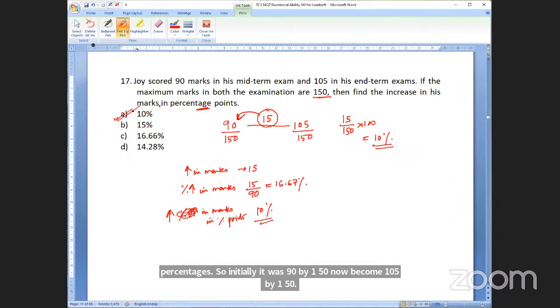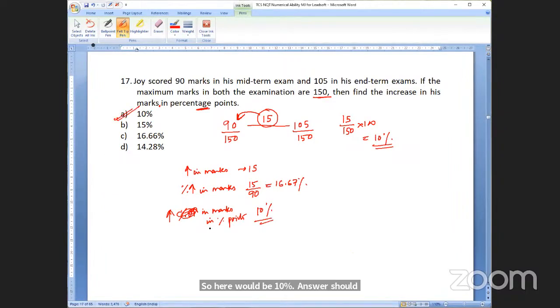Answer should be 10%. It depends upon how they are asking. If it is simply increase in marks, 15, and it is not percentage, it is 15. Percentage increase in marks only, then it will be 15 over 90, because from 90, he is coming to 105. That means his marks are growing by 1/6, that is 16.67%.